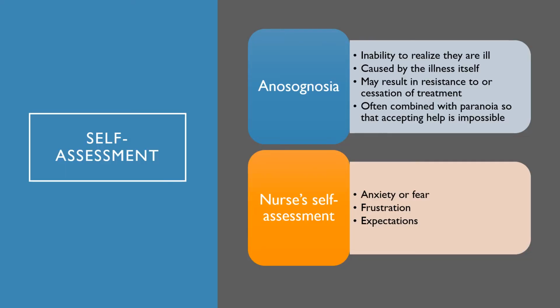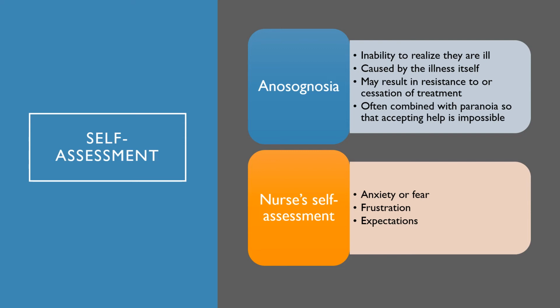All right, guys. People with schizophrenia often experience anosognosia, I say this word wrong all of the time, that inability to realize that they are ill. It's usually caused by the illness itself. It may result in resistance or cessation of treatment, and often it's combined with paranoia, so that accepting help is really impossible. So know that people with schizophrenia are going to experience this.